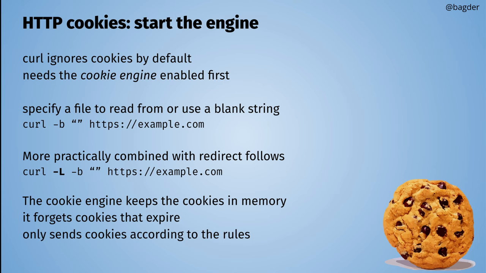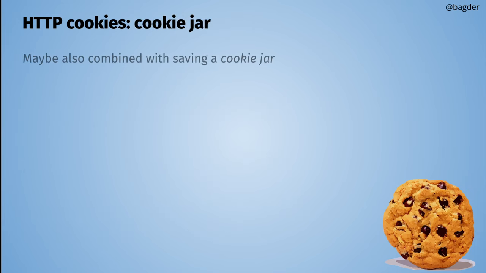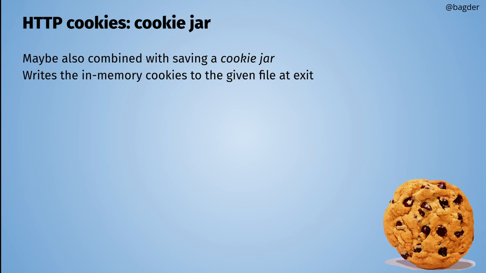So it abides by the rules and does what it should do for cookies. It only sends them back according to the rules, because that's how cookies work. When you want to save them, curl saves them in what we call a cookie jar. That's the storage we save cookies in. When curl exits, when it's done, you can ask curl to save all the cookies in the cookie jar. You tell curl to do that with the dash C option.